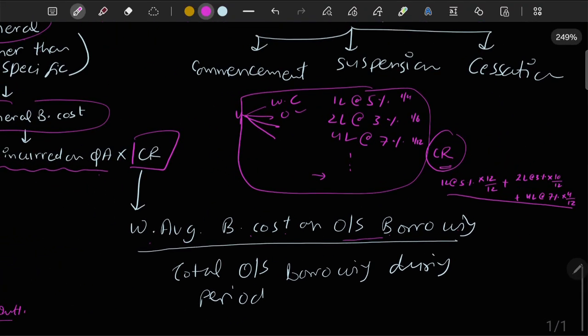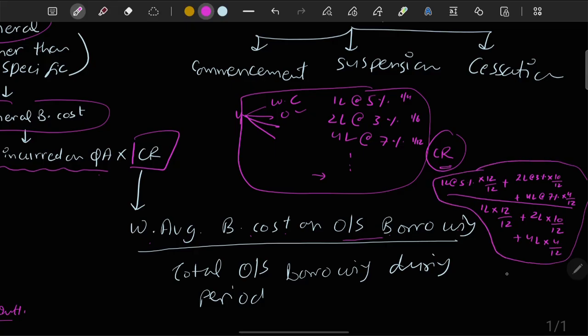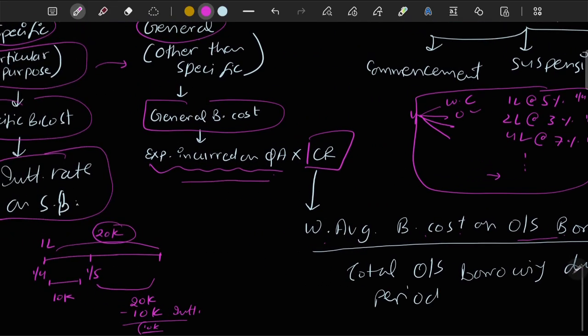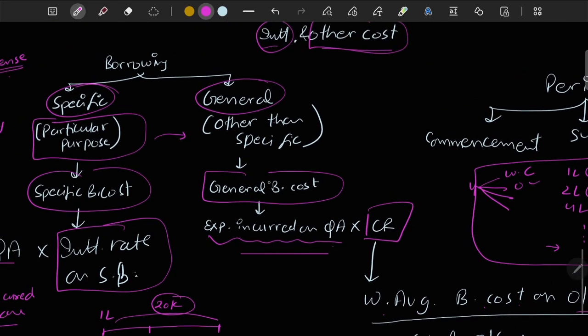So that is the weighted average borrowing cost on outstanding borrowings, and when we take total outstanding borrowings during the period, we will take it as 1 lakh into 12/12 plus 2 lakh into 10/12 and 4 lakh into 4/12. So when we calculate this equation, we will get a capitalization rate, and when we multiply this capitalization rate with the expenditure incurred on the qualifying asset, we will get the general borrowing cost.